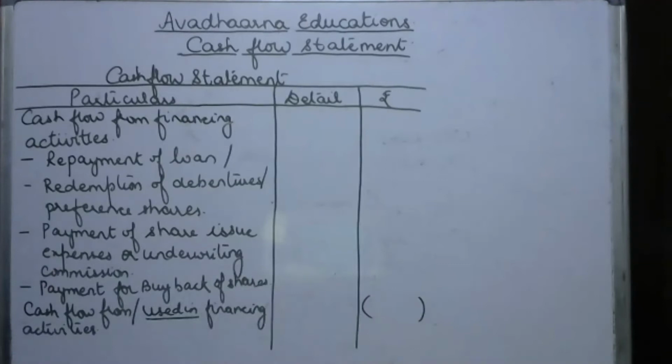in the amount column. And then finally, all the three activities, cash flow from operating activity, from investing activity and financing activity, are being totaled together. And if it's a positive figure, then it will be net increase. And if it's a negative figure, then it will be net decrease in cash and cash equivalent.